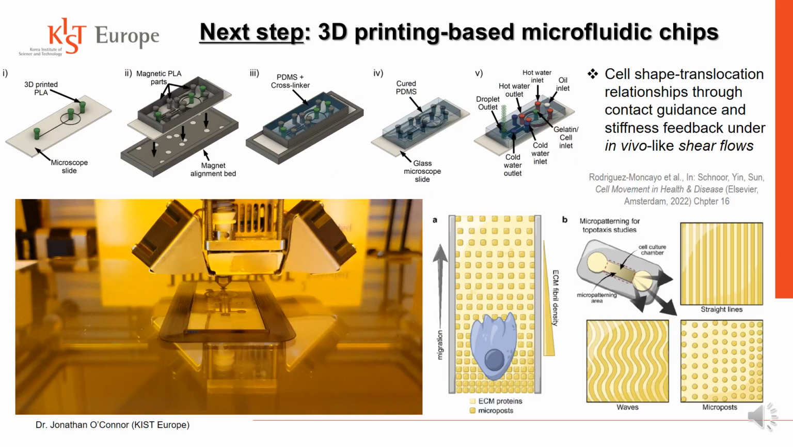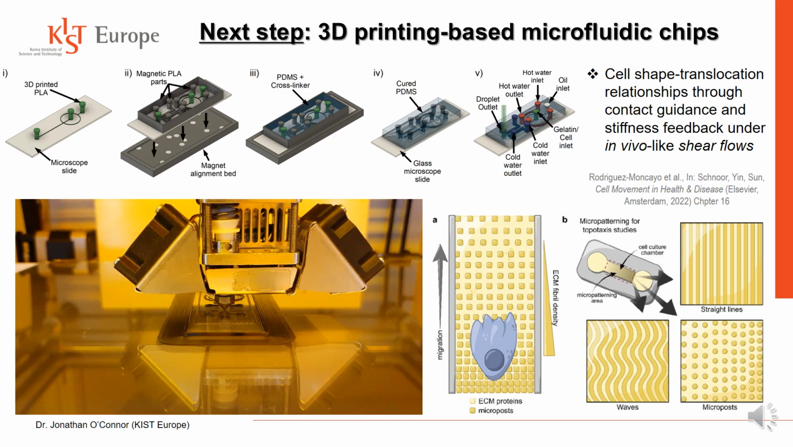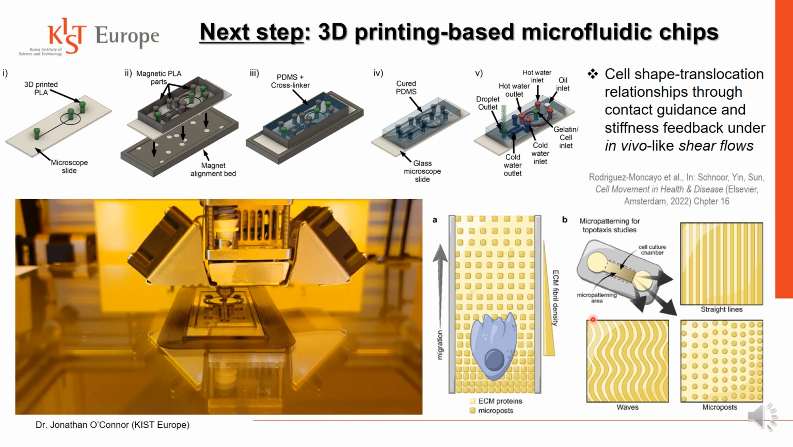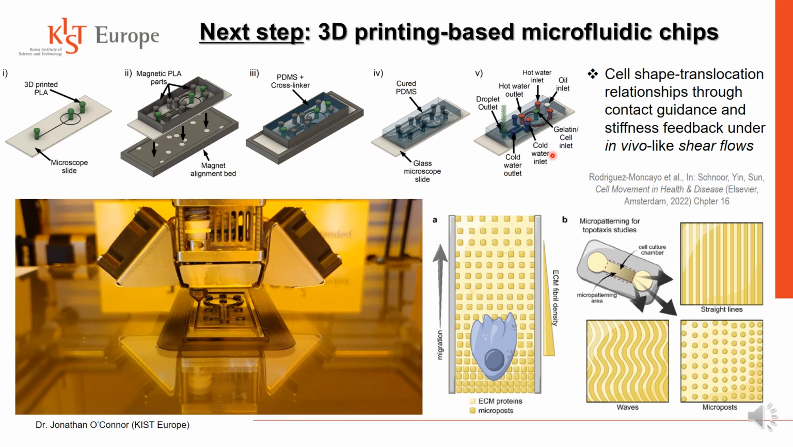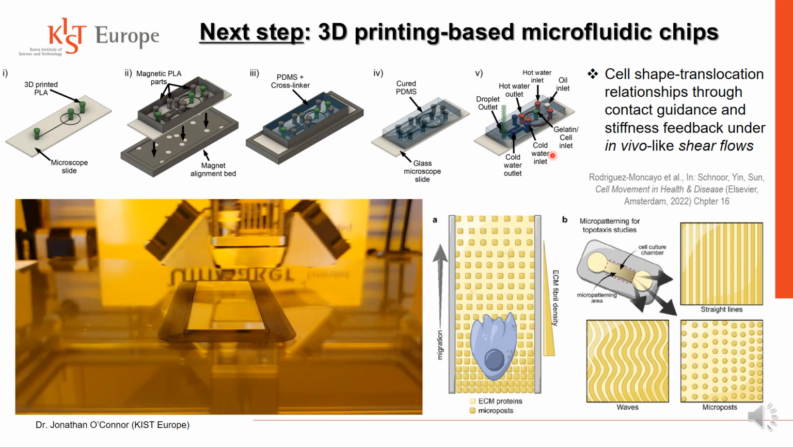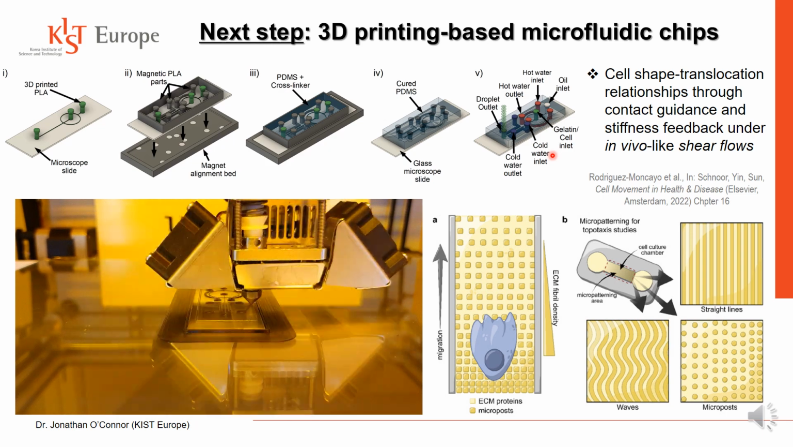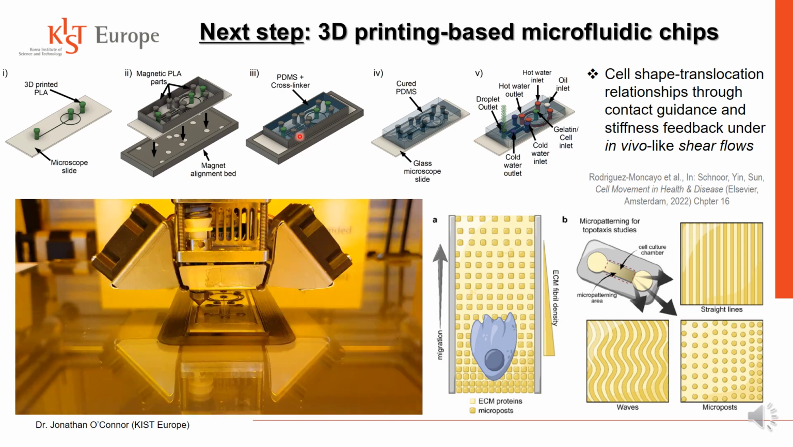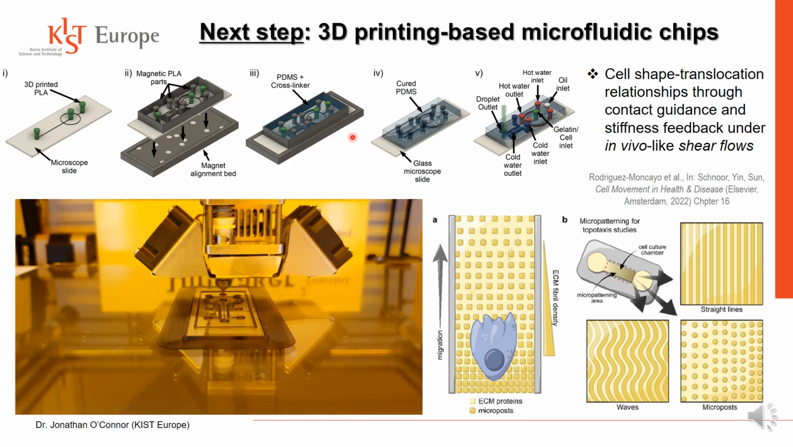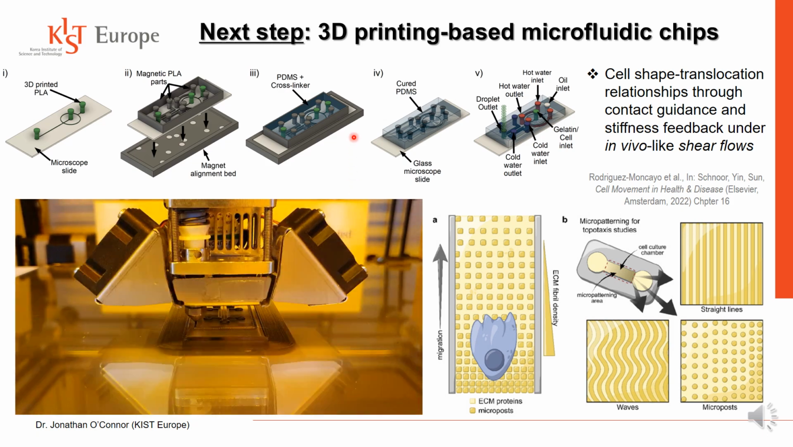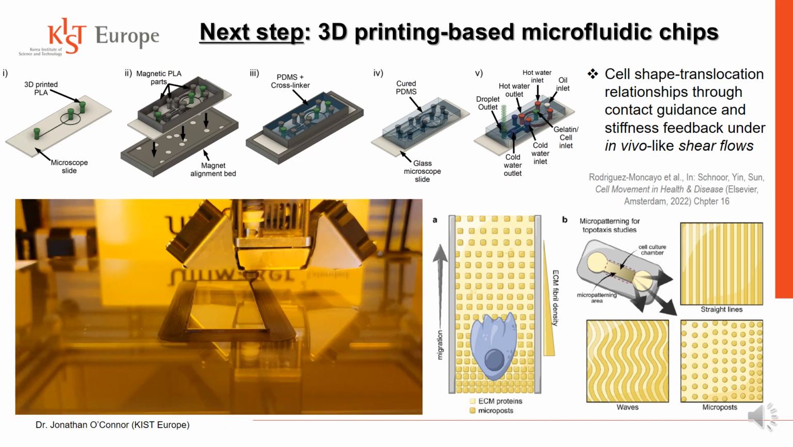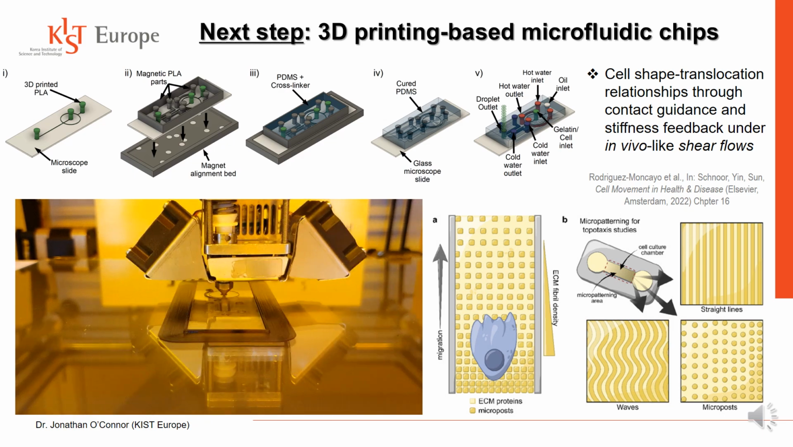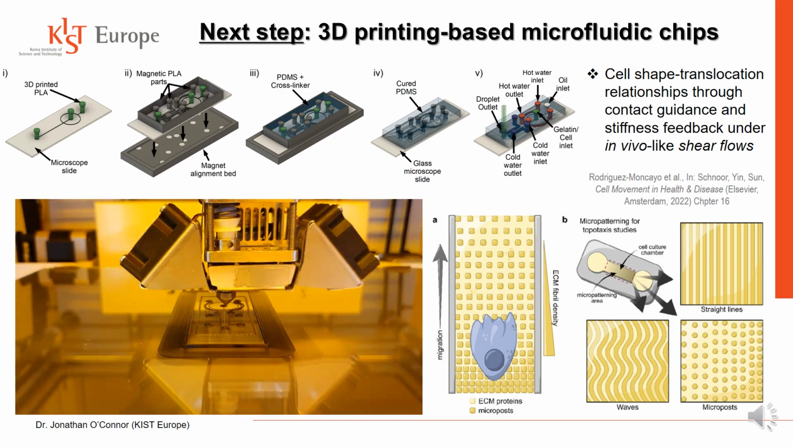One of the future directions of our work would be an investigation of the cell shape and translocation relationships through contact guidance and stiffness feedback under in vivo-like shear flows. To achieve this goal, the use of microfluidic devices could be the best choice. So currently, we are fabricating microfluidic chips using 3D printing-based molding techniques in order to create topographic patterns on the surface of microchannels with finely tuned substrate elasticity.